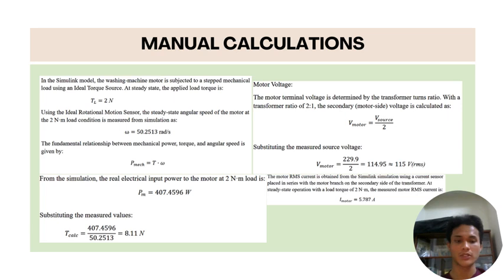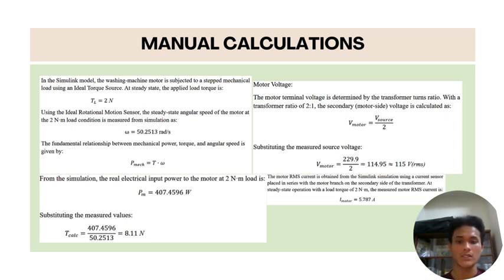As we know, the motor is connected to the other branches and to the power source in parallel. For simplicity, we don't calculate the parameters for the motor using the equivalent circuit of the single-phase induction machine. In the simulated model, the washing machine motor is subjected to a step mechanical load using an ideal torque source, which gives us a load at steady state of 2 Newton meter. Using the ideal rotational motion sensor, the steady-state angular speed of the motor at the 2 Nm load condition is measured from simulation as 50.2513 radian per second.